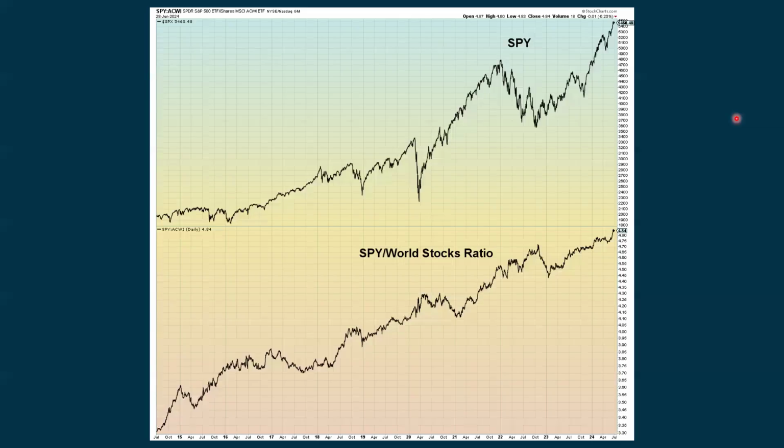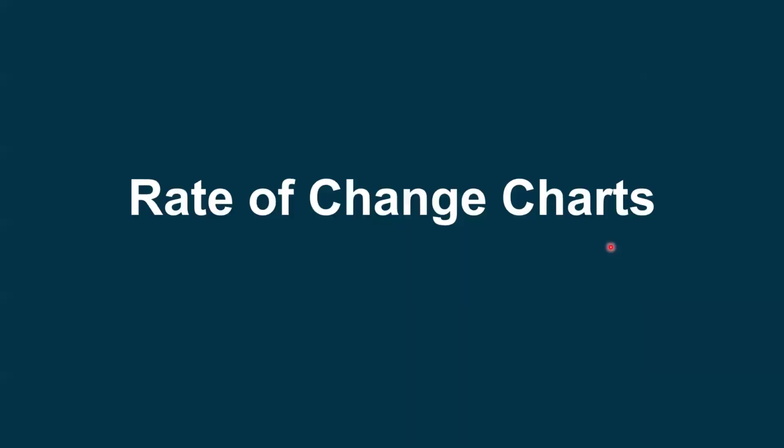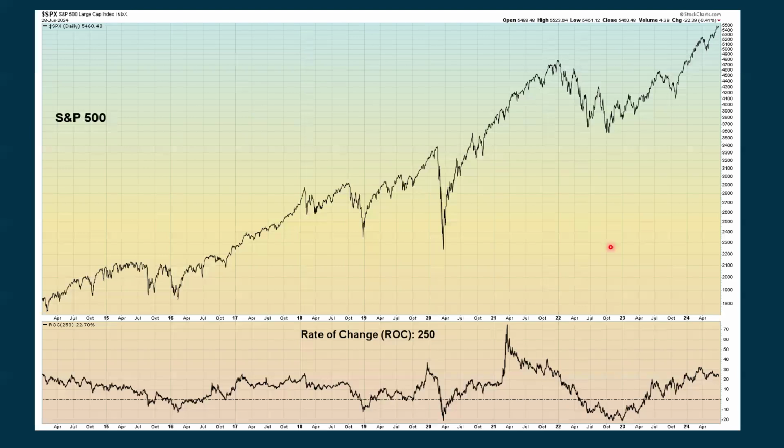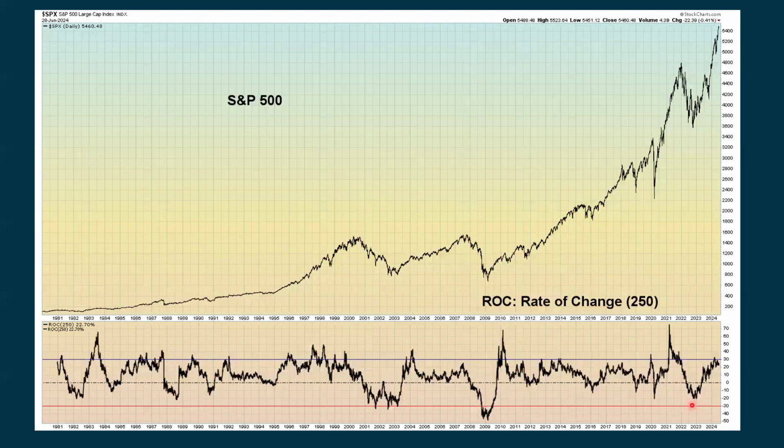And we look at U.S. stocks as represented by the SPY, which is the ETF for the S&P 500, and compare it with world stocks. And when this is going up, that means U.S. stocks are outperforming. Rate of change charts. These are just for information. Going back 250 periods, we're still looking pretty solid here. We're also looking fairly solid here.